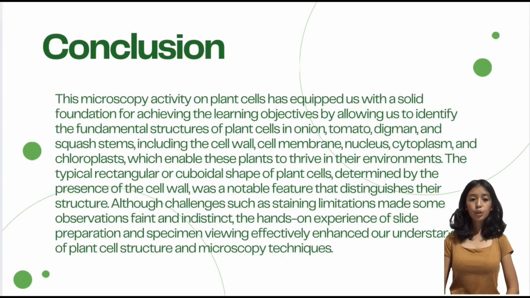In conclusion, the microscopy activity allowed us to clearly observe, compare, and identify the major structures of plant cells from onion, digman, hydrilla, elodea, tomato, and squash stem specimens. Through proper slide preparation and the use of both the low-power LPO and high-power HPO objectives, we were able to distinguish key plant cell parts such as cell wall, cytoplasm, nucleus, cell membrane, and chloroplast.